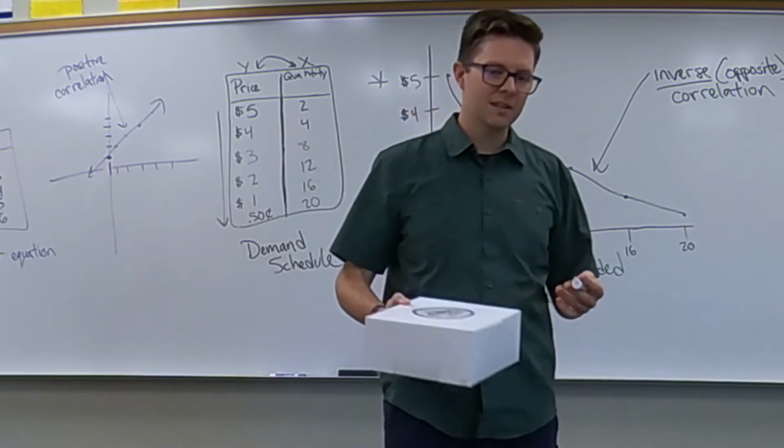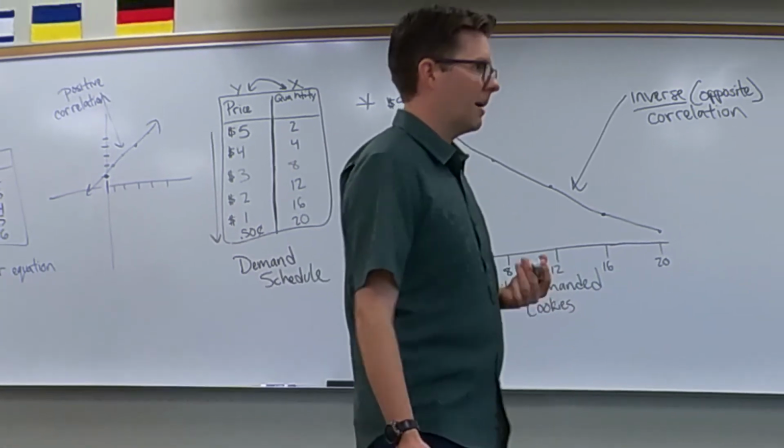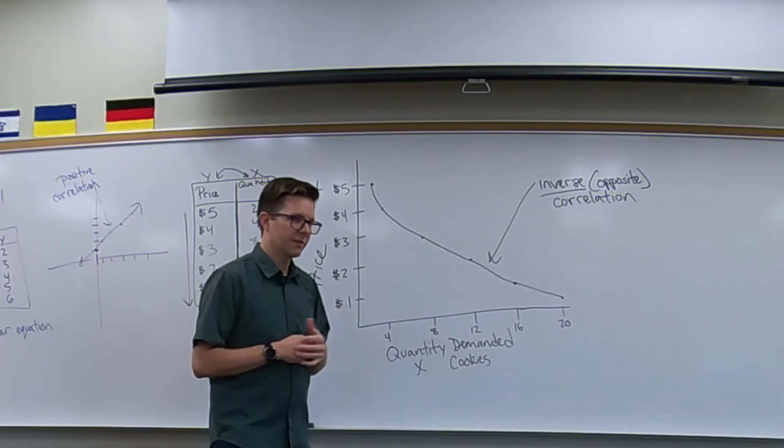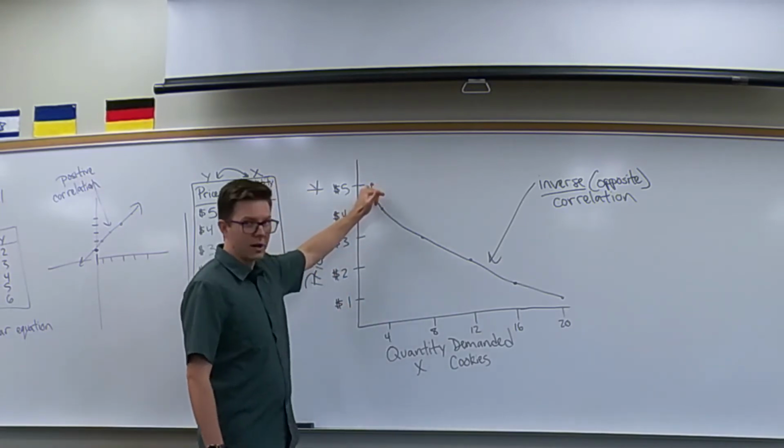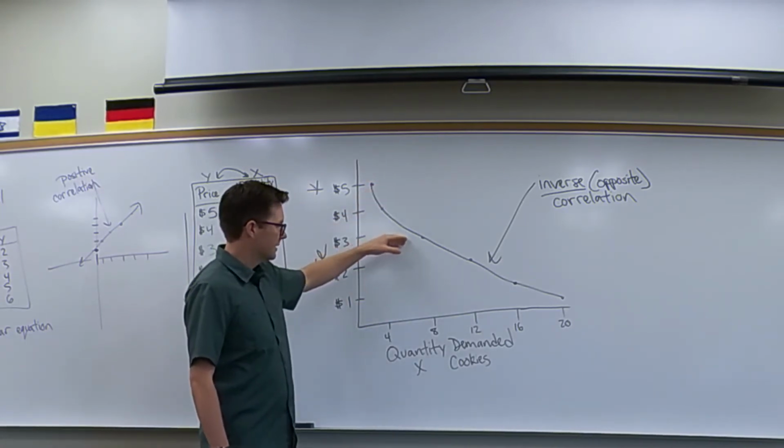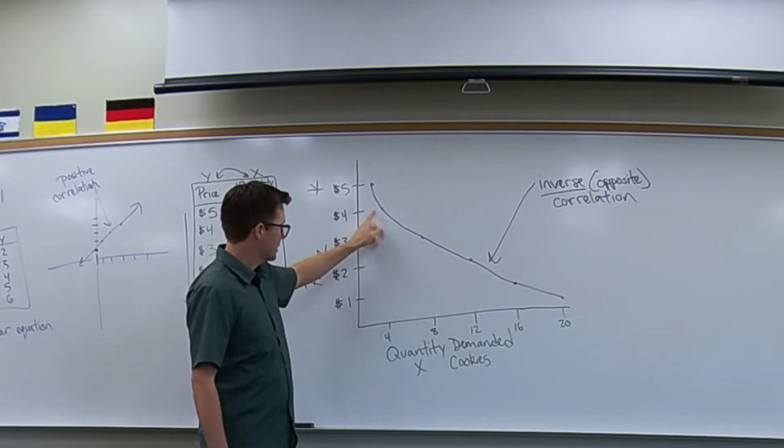Another way to think about this is, there's 20 people in our class. How many people in this class would purchase a cookie for $5? Maybe only 4 of you would raise your hand. How many would purchase it for $4?